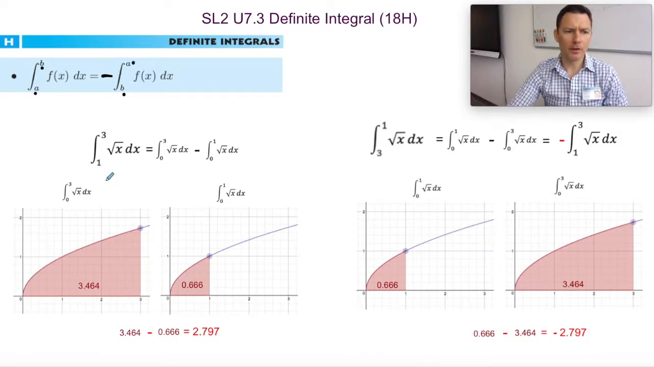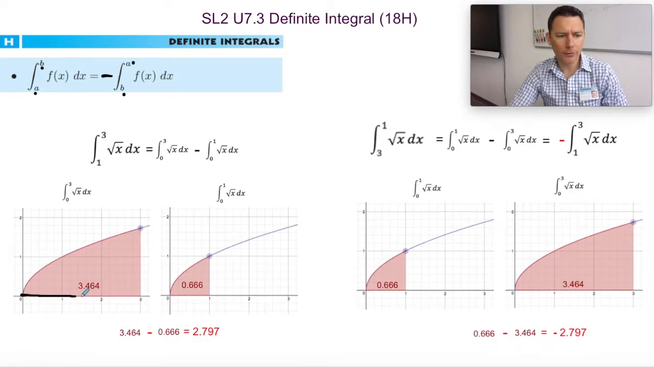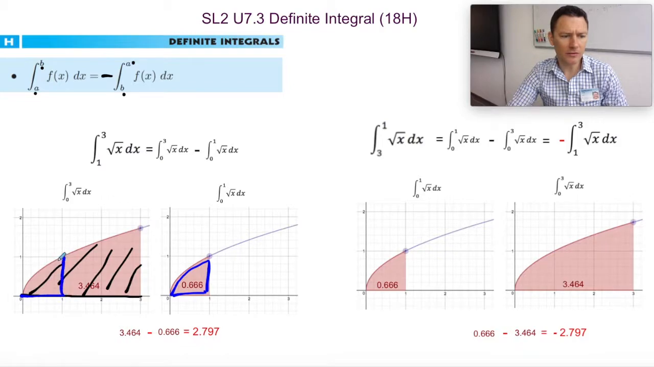So think about this. This is the integral of root x dx going from 1 to 3. If you're going from 1 to 3, you'd take the area from 0 to 3, and you'd subtract the area from 0 to 1. You'd subtract this piece just like we did in that first part, and you'd be left with 1 to 3.